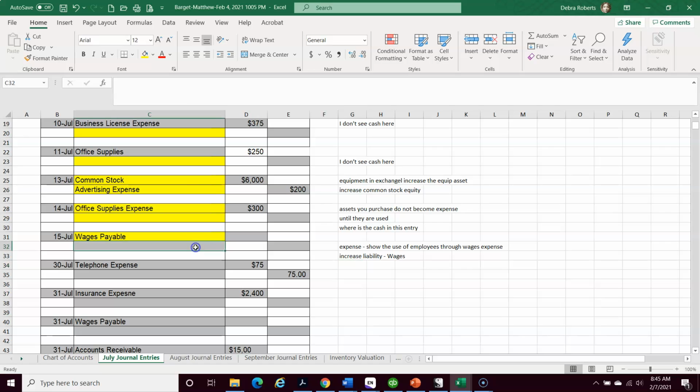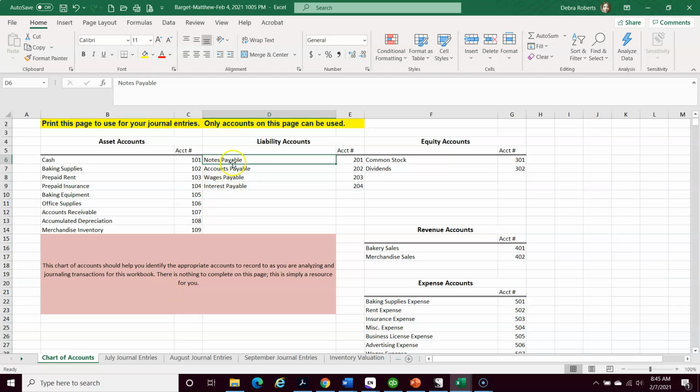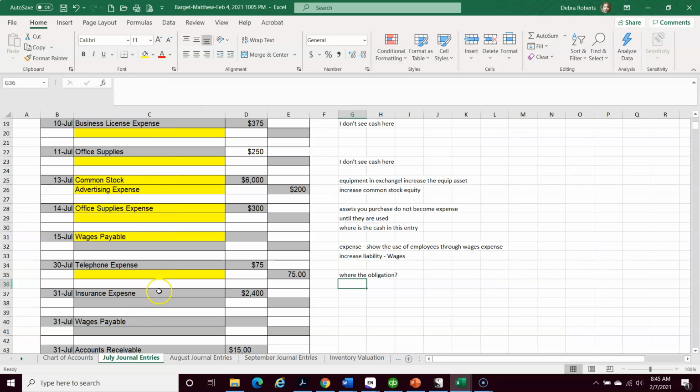So in this entry here, I want you to see that we have to incur an obligation. Where is the obligation? If you don't know what obligation is appropriate, go back to your chart of accounts and use some deductive reasoning. No, payables does not apply, interest does not apply, wages does not apply. The only thing that fits is accounts payable.